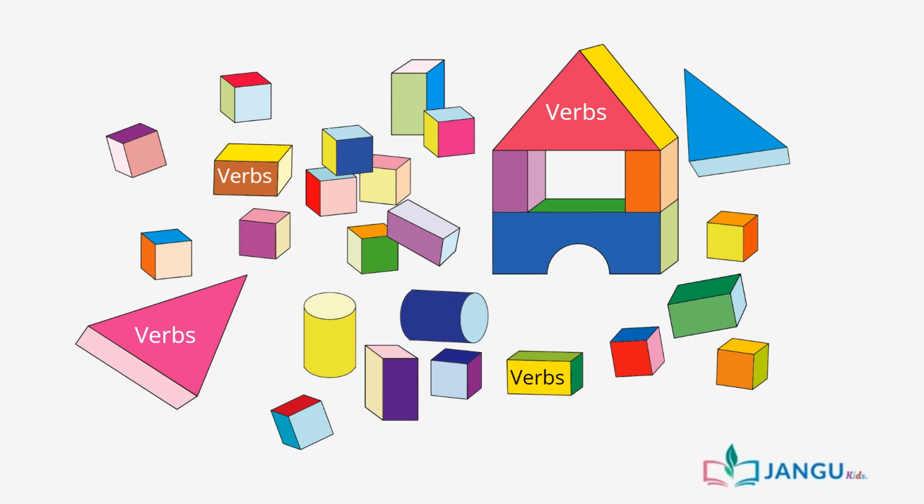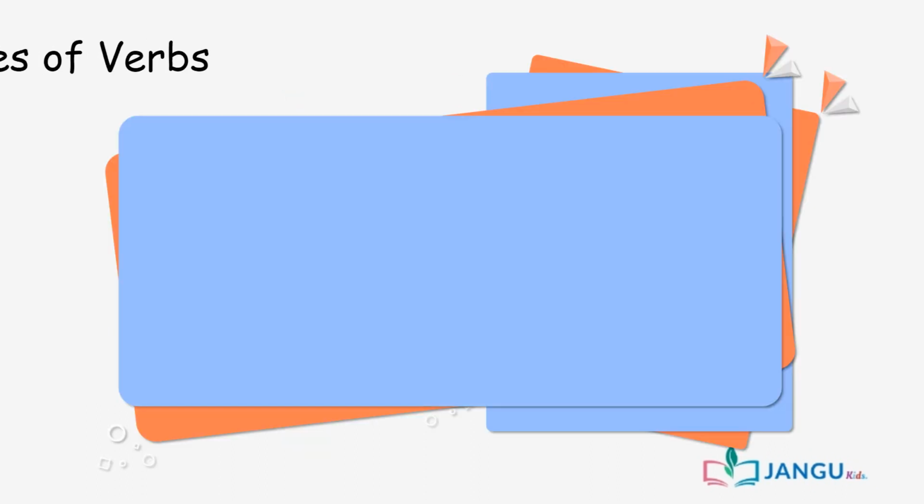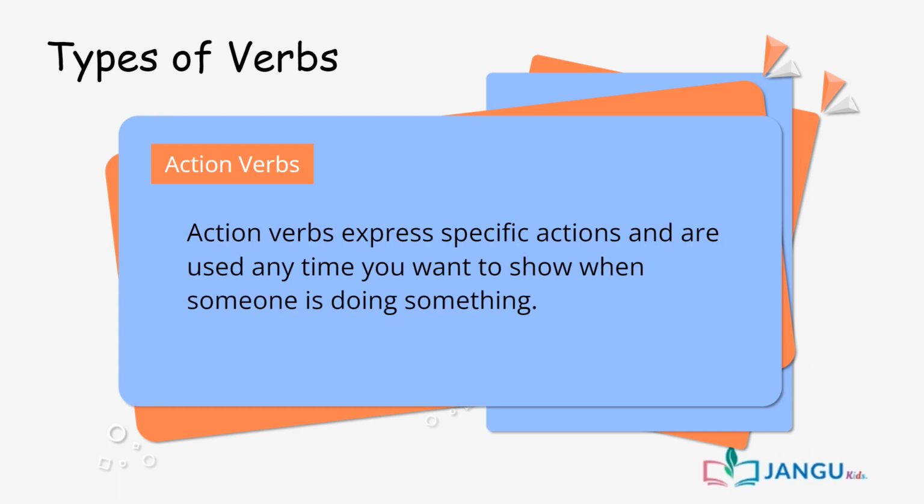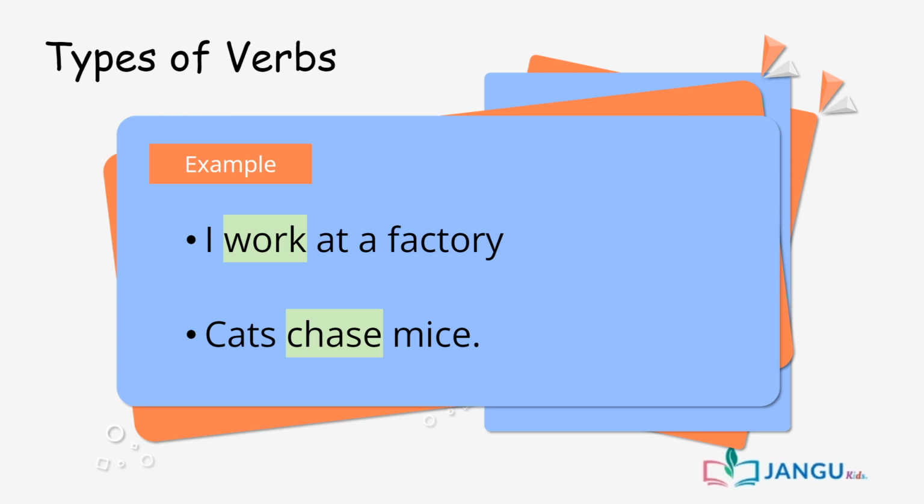To help us communicate about the different actions and happenings we encounter in life, there are different types of verbs in the English language to help communicate these actions and conditions. Some of the common types of verbs include action verbs. Action verbs express specific actions and are used anytime you want to show when someone is doing something. For example, in these sentences, I work at a factory and cats chase mice. Work and chase are the action verbs in these sentences that show the action being performed.